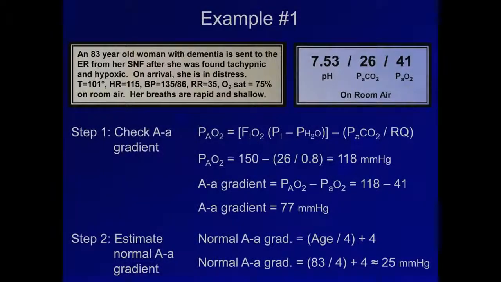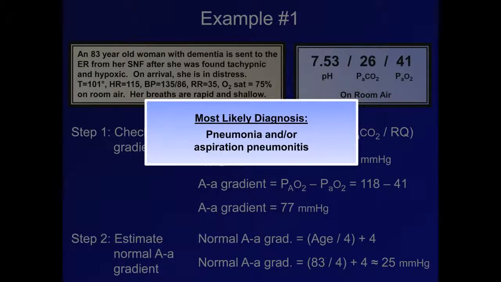So what is her likely diagnosis? An elderly patient with dementia presenting with hypoxic respiratory failure has a long differential diagnosis. However, at the top of the list would certainly be pneumonia and/or aspiration pneumonitis, though I would also consider acute lung injury or emerging ARDS secondary to sepsis from an as of yet unidentified source. Let's take a look at another example.